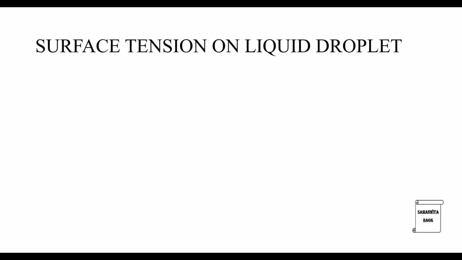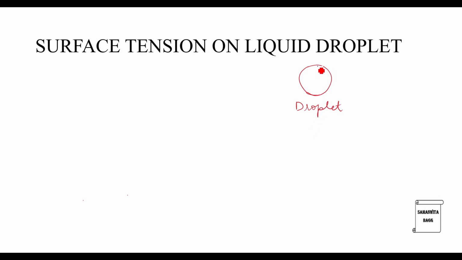Now let's discuss a derivation of surface tension on a liquid droplet. We will consider a small spherical droplet of liquid whose radius is say r. So I'll show you a droplet whose radius is r. On the entire surface of the droplet, the tensile force due to surface tension will be acting. So we will cut this droplet into half.